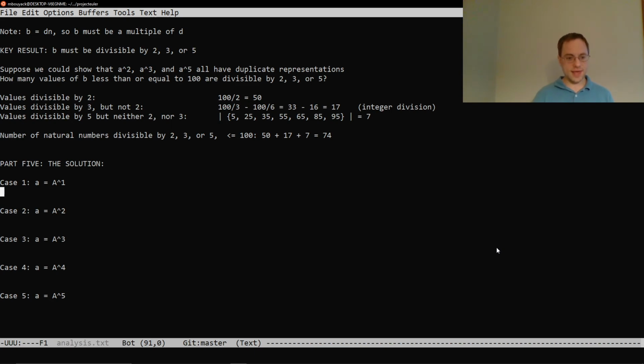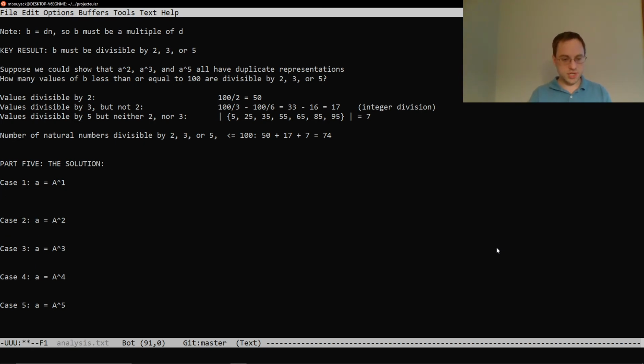So as we looked at in the previous section, the simplest situation is when we can show that lowercase a squared, cubed, and raised to the 5th all have duplicate representations. And in that case, we also calculated how many duplicates we would have. Unfortunately, it's not quite as simple as that. But fortunately, this first case comes pretty close.